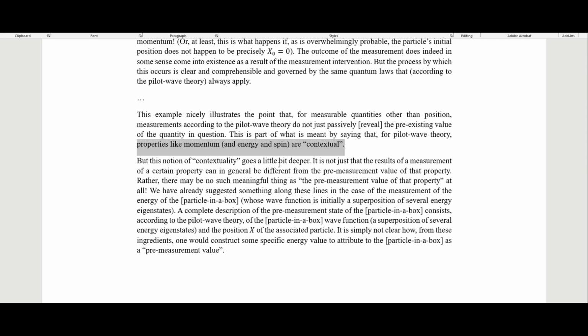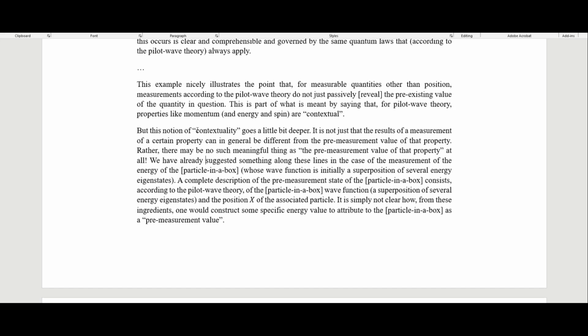And so, again, like I said in a previous video on the Kochen-Specker theorem, one of the things that any hidden variable theory of quantum mechanics has to have is this contextuality. And so Norsen is here saying that Bohmian mechanics does in fact satisfy this contextuality stipulation that is put on any hidden variables theory. But this notion of contextuality, he says, goes a little bit deeper.